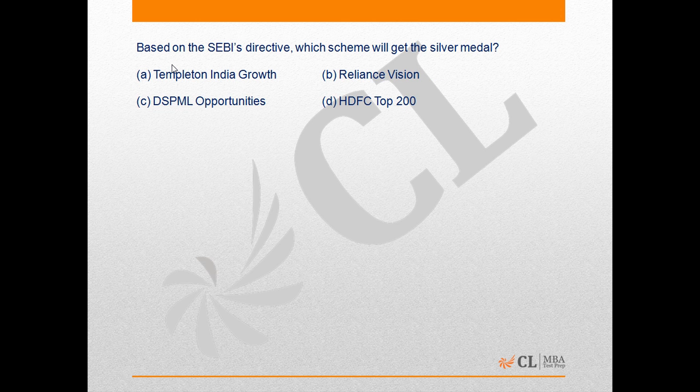In the next question, it is asking which scheme will get the silver medal. We need to check only the three companies that we checked in the previous question for identifying the second highest value of the given ratio, that is the difference between best 1 year return and worst 1 year return to assets, and this company is Templeton India Growth, which has the second highest value of this ratio. Hence option A is the correct answer.